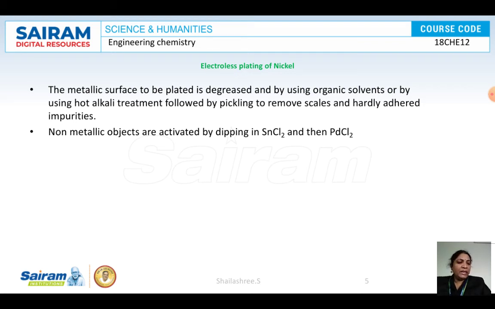Please remember, friends, in the case of insulators and non-conductors, when we dip the substrate in a mixture containing stannous chloride and palladium chloride with HCl, the surface becomes activated. Only then will it start acting in the autocatalytic redox reaction, and it becomes a catalytically active surface.